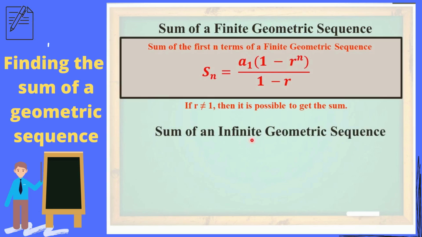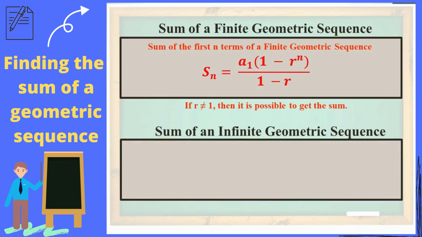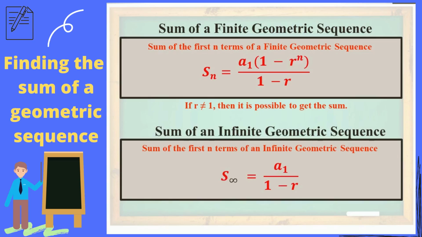So for the sum of an infinite geometric sequence, the formula is S sub infinity equals a sub 1 all over 1 minus r. If r is less than 1 but greater than negative 1, then it is possible to get the sum. But if r is greater than or equal to 1, or r is less than or equal to negative 1, then it is not possible for us to get the sum of an infinite geometric sequence.